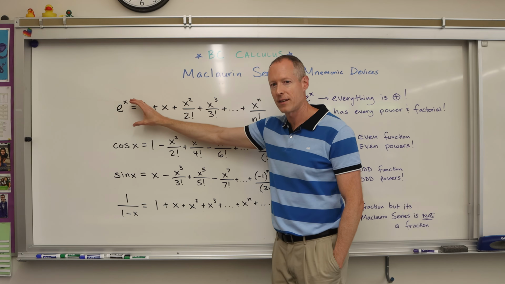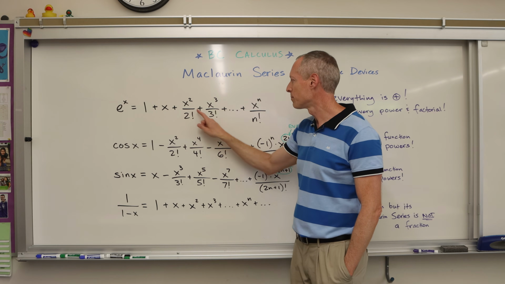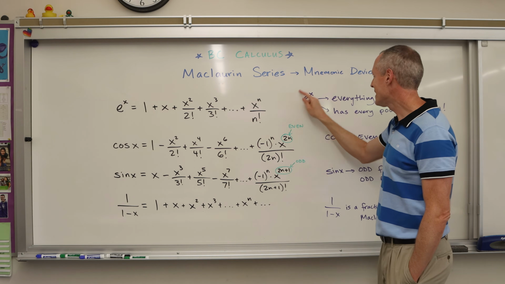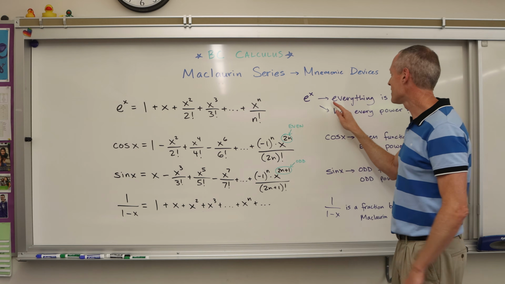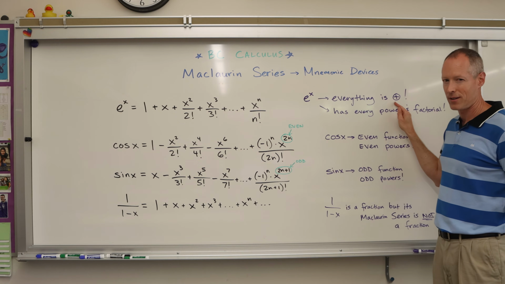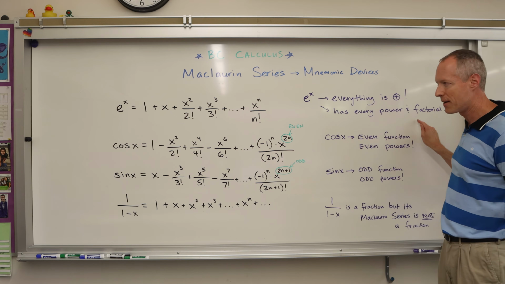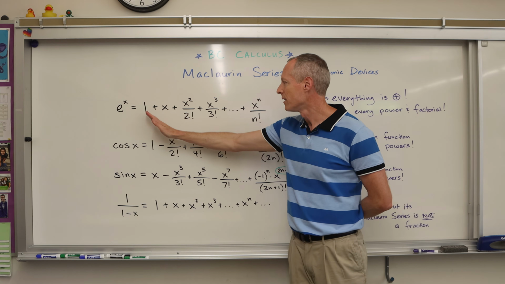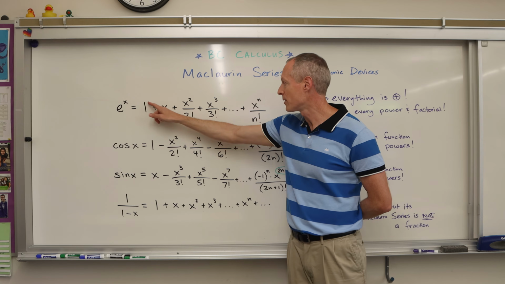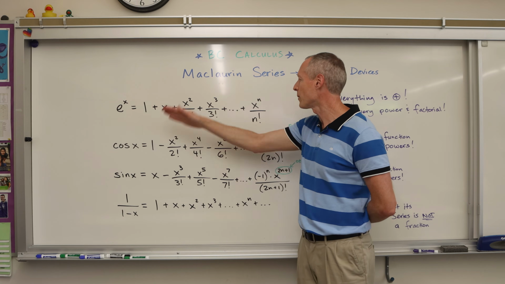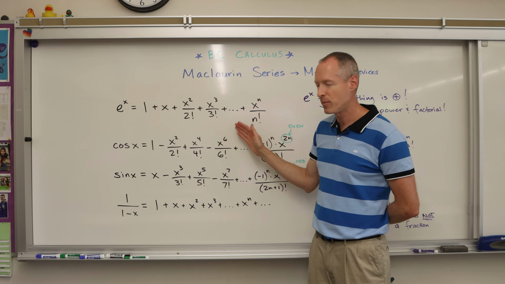So how I like to think of e to the x, and notice everything's positive. So e to the x, think of e, everything is positive, and it has every power and every factorial. It's not skipping. This would be like x to the 0, x to the first, x squared, x to the third. So I did everything, and everything's positive.